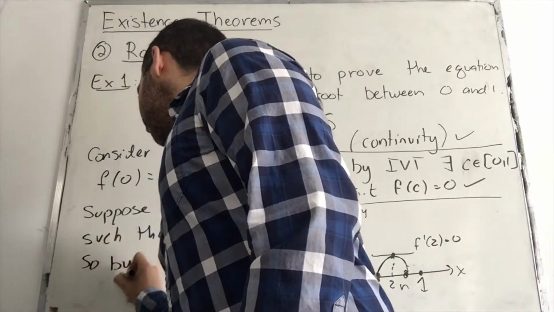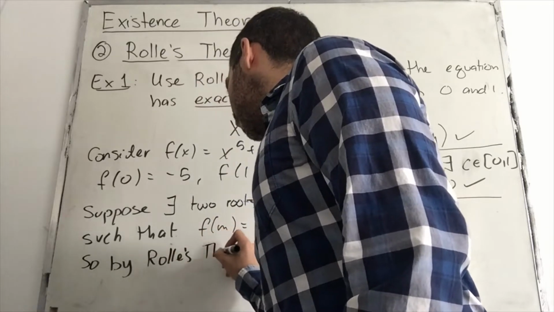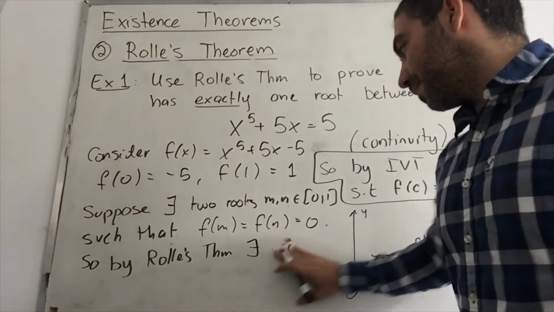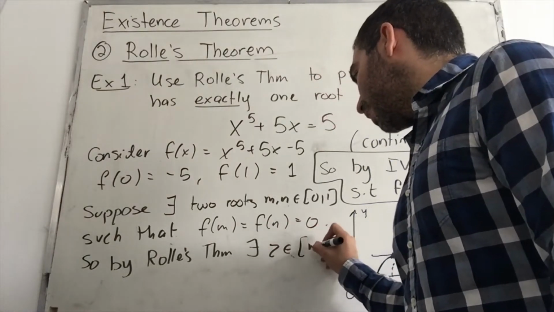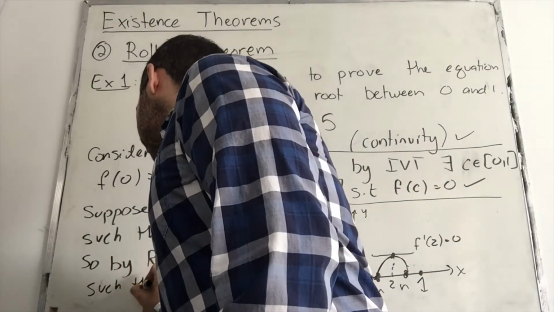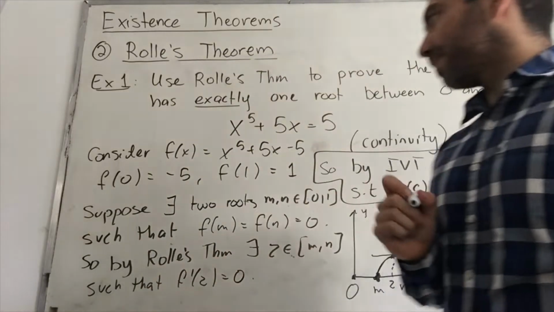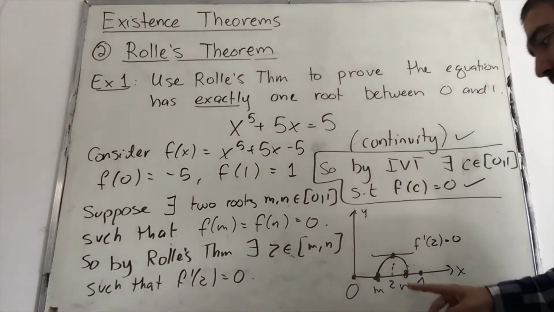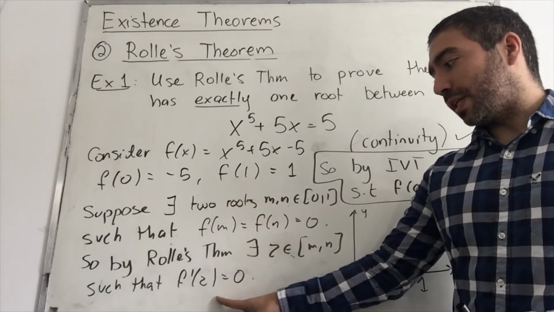So by Rolle's theorem, there exists a z in the interval between m and n such that f prime of z equals 0. Okay, so let me just erase this. This is the argument that we're making. If this is true, then this has to be true.